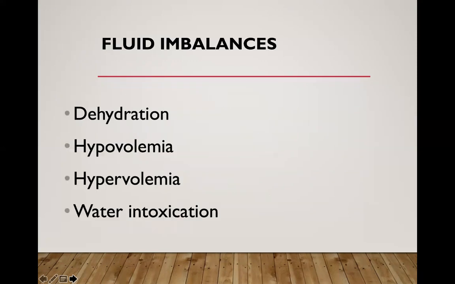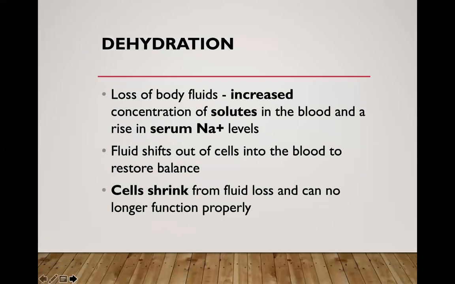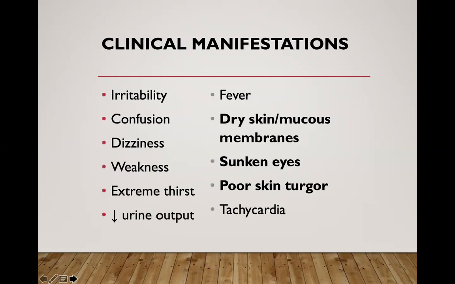So the fluid imbalances could either be dehydration, hypovolemia, hypervolemia, and water intoxication. So dehydration is the loss of body fluids with increased concentration of solutes in the blood and a rise in serum sodium levels. The fluid would shift out of the cells into the blood to restore the balance. And then the end result would be shrinkage of the cell from the loss of fluid, and the cells or the tissues can no longer function properly.